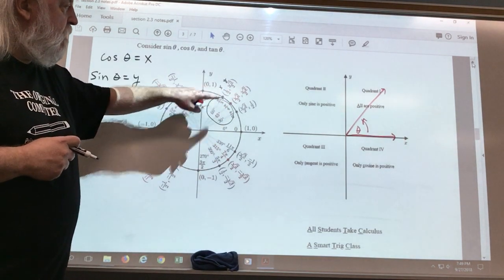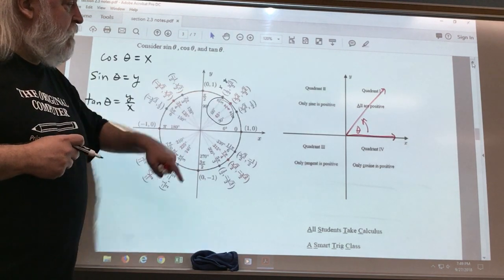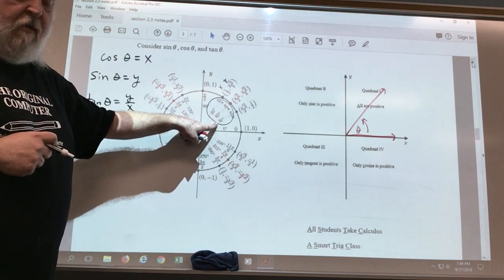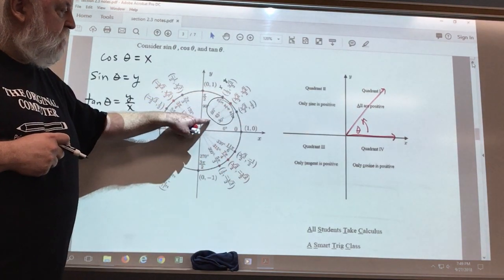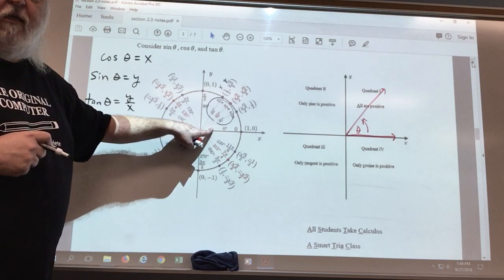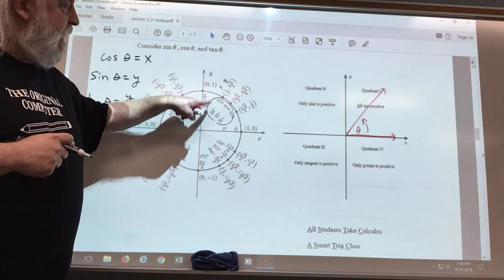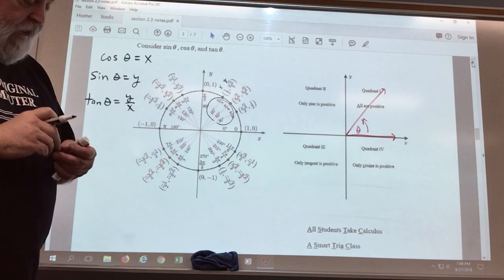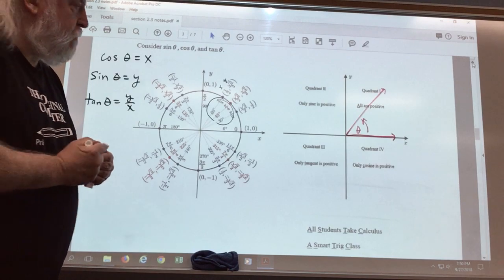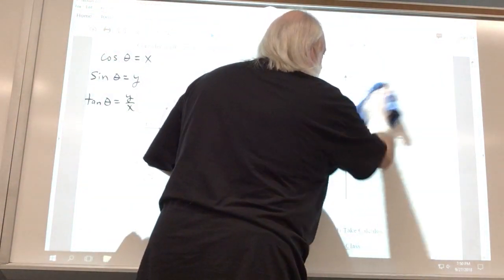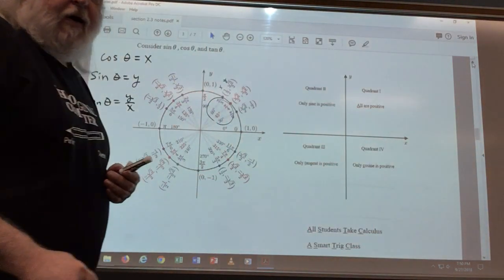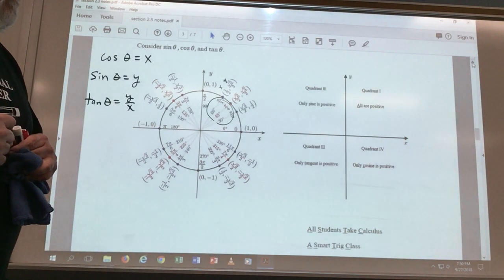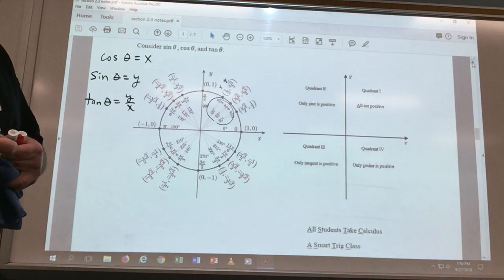So that means cosine theta is equal to x. So the cosine of any angle in the first quadrant is positive. The y coordinates are all positive, so the sine of any angle in the first quadrant is positive. And the tangent of any angle in the first quadrant is positive. So I have written in the first quadrant over here on the right hand side in the coordinate plane, all three are positive. Sine, cosine, and tangent are all positive for angles in the first quadrant.